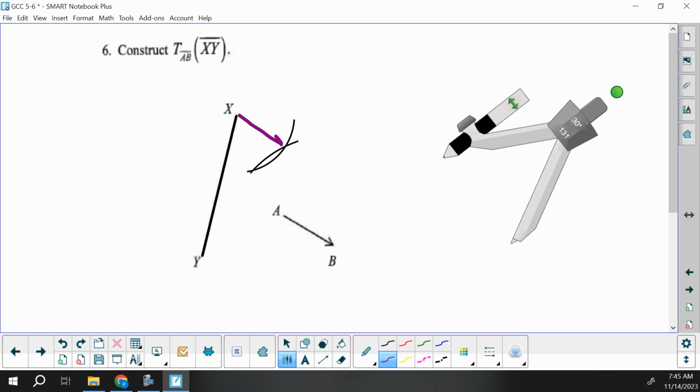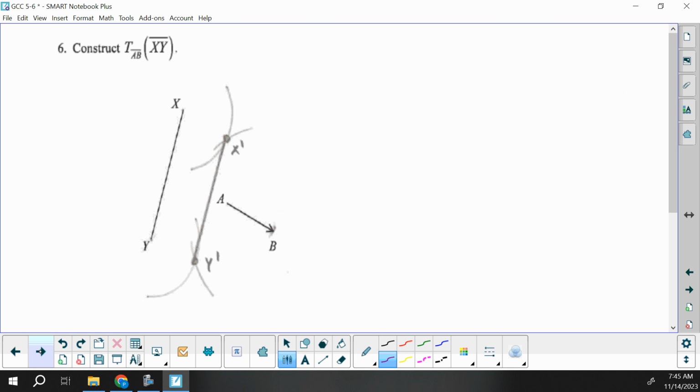So I'm just going to roughly sketch this quick, and then I'll erase them. So we have option 1 or option 2. We want to know which of those is going at the same slant and the same distance. Option 1 matches our vector AB there. So that's the one we would want. So this would be X prime. And then you do the same idea with Y. And there's the completed translation there.